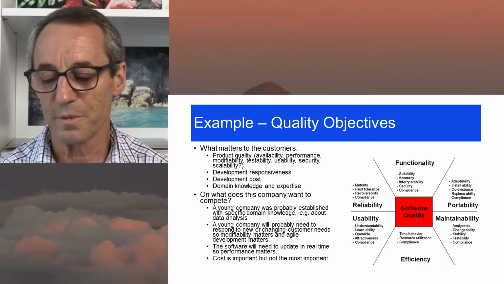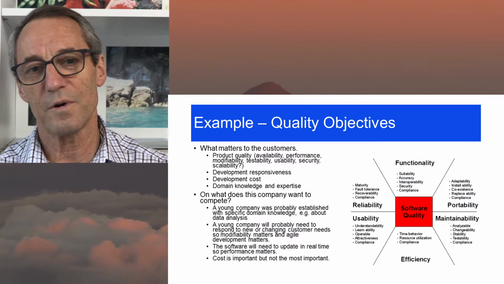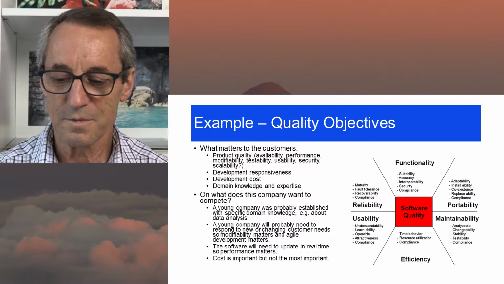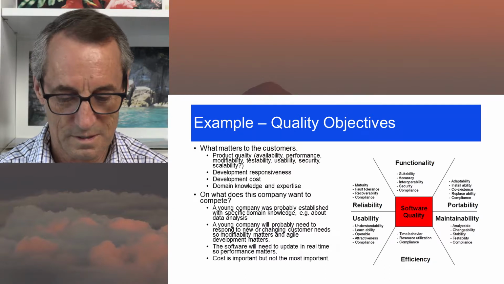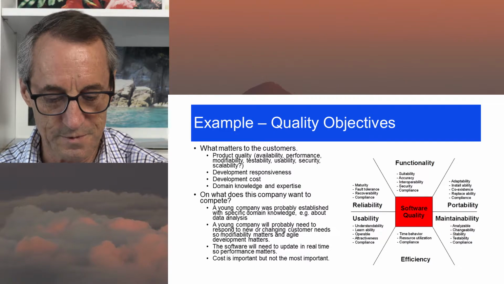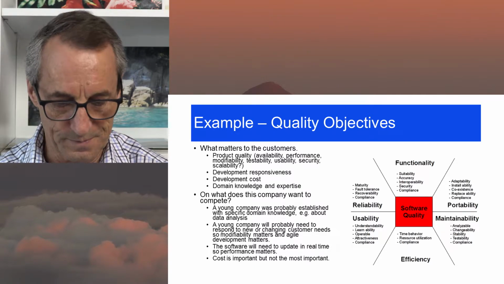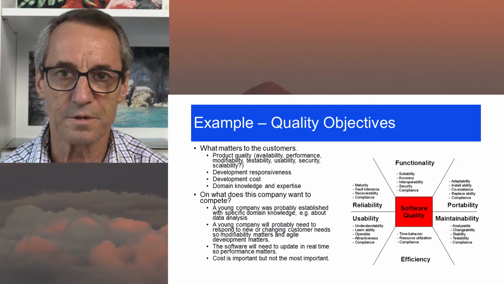For which I normally get quoted ISO 9126. That was the predecessor. 25010 superseded it somewhere around 2008. So what matters to the customer? Now, to these customers, product qualities matter: the availability, performance, modifiability, testability, usability, security, and scalability.